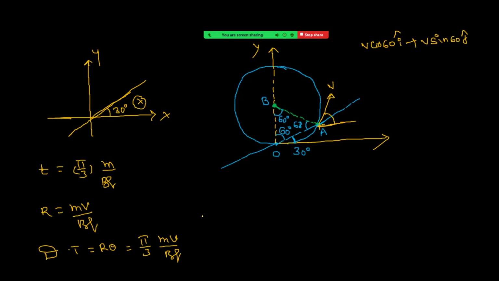Okay. And from this diagram directly we can say it will definitely come out of the field. So option D not correct. So option C, pi by 3 mv by bq, it is matching. Distance travel, time spent, pi by 3 into m by bq, right? So correct options are B and C. Okay.